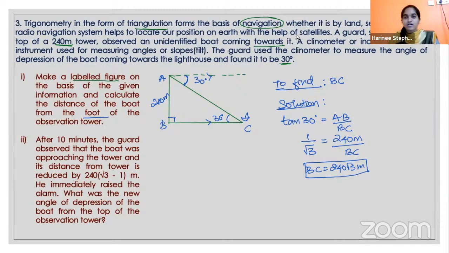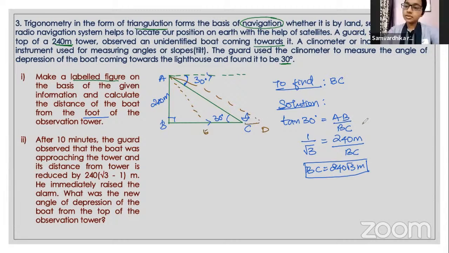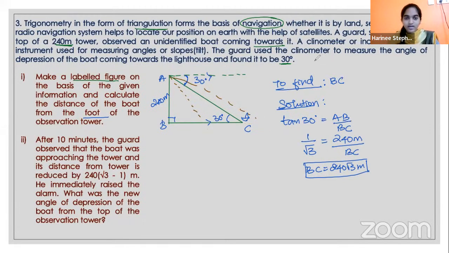So first of all, just tell me. The boat is approaching the tower. So am I supposed to draw like this or like this? Is it E or D? Which is correct? E, ma'am. Okay, very good. Since it is approaching the tower, it's moving towards it. Done. So this is going to be the new line of sight. And this is going to be the new depression angle.